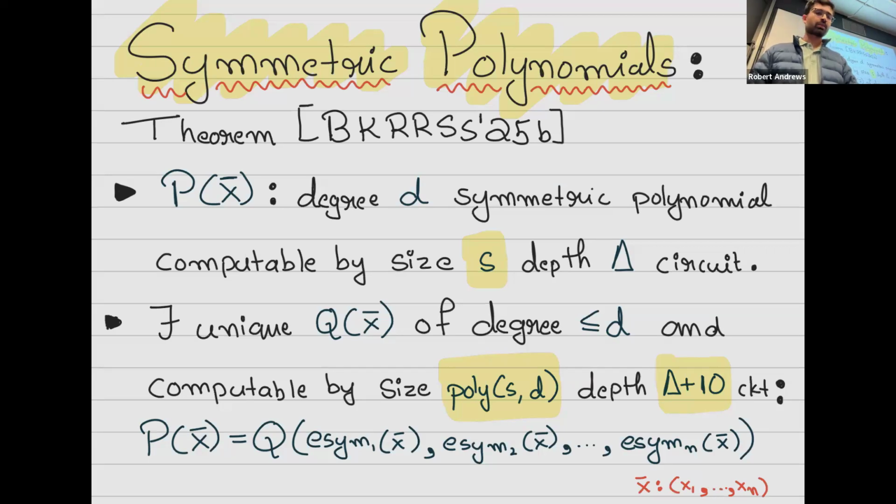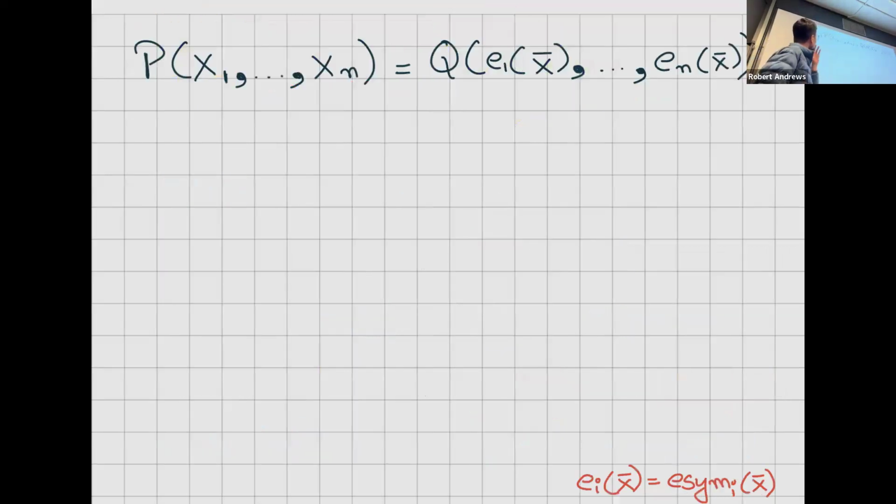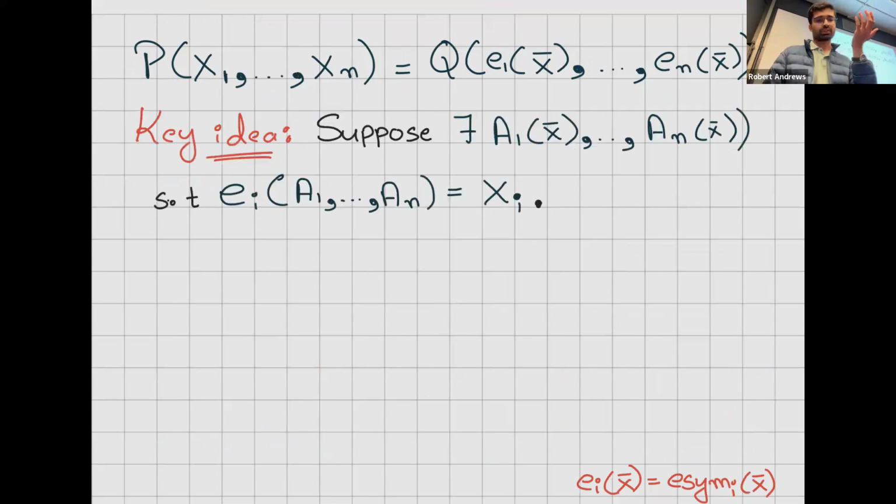So what is it I want? I know that P has a small constant depth circuit, and I want to show that Q has a small constant depth circuit. This is the setup. I know that P of x1 to xn is Q of E1 up to En. Suppose there existed some algebraic functions A1 up to An, such that the ith elementary symmetric polynomial of A1 up to An is xi.